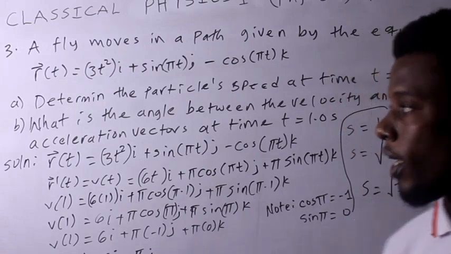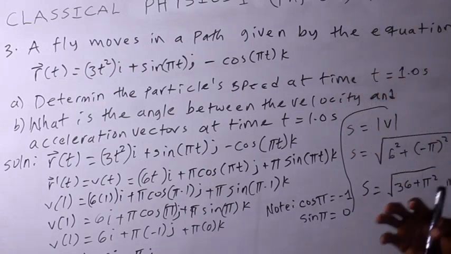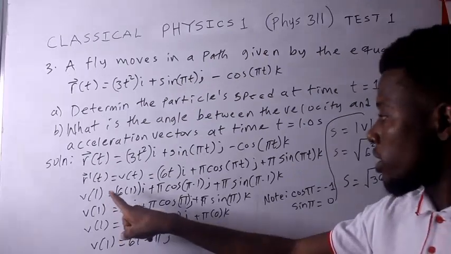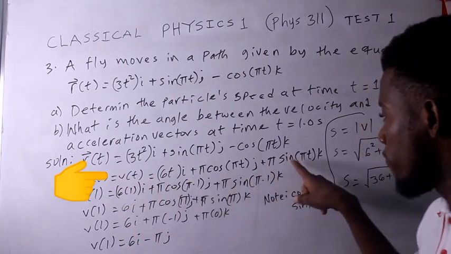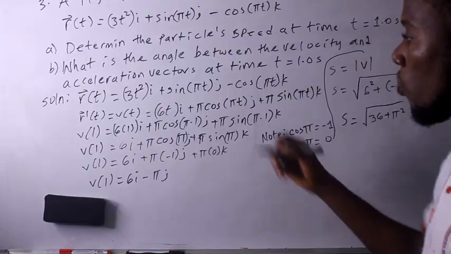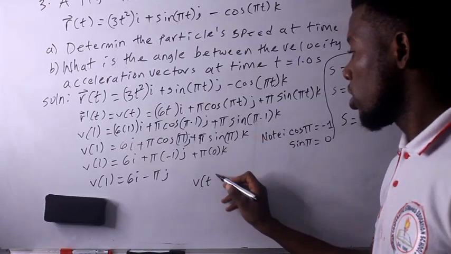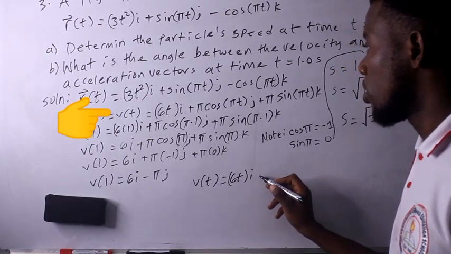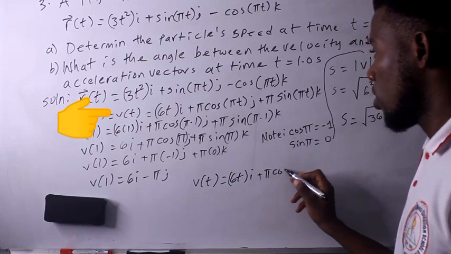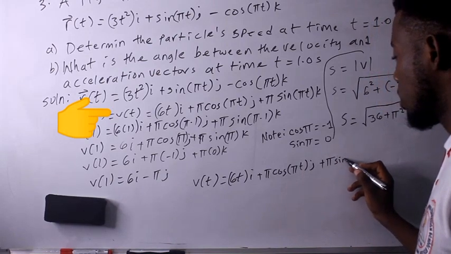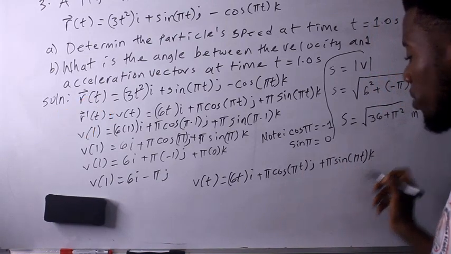Let's quickly look at the second part of the question. What is the angle between the velocity and acceleration vector at time t equals 1.0? This is the velocity function. If we find the derivative of the velocity function, we have the acceleration function. So we know that v of t is 6t in the i direction plus pi cos of pi t in the j direction plus pi sine of pi t in the k direction.